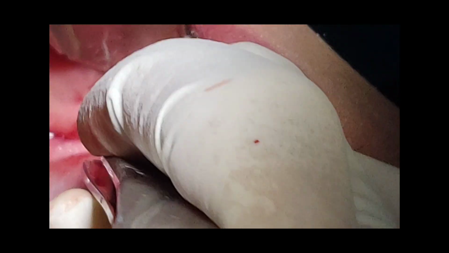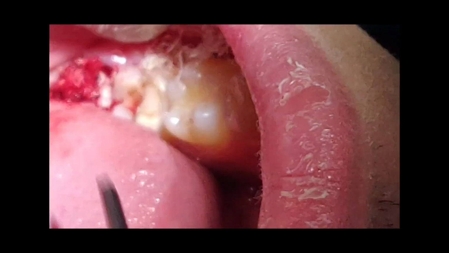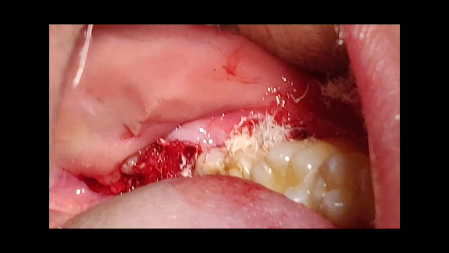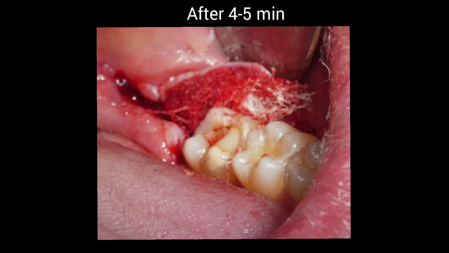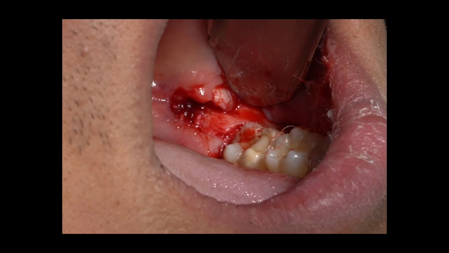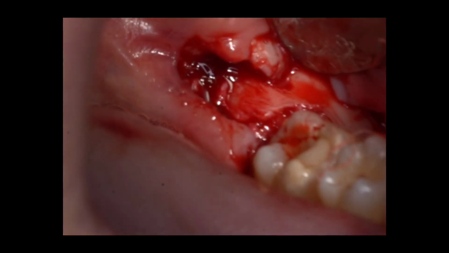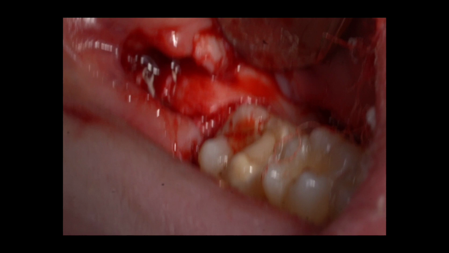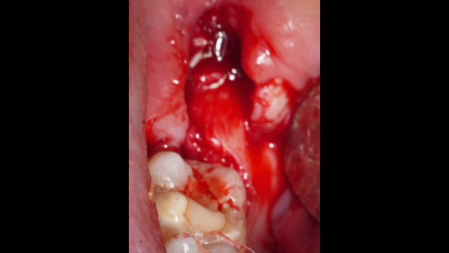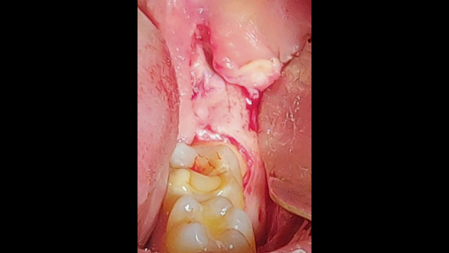Somewhere around 3 to 5 minutes of Hemocol application is enough to achieve primary hemostasis. Once it is removed, you can see a clean, dry field, and here is another picture showing the surrounding bone on top of it.